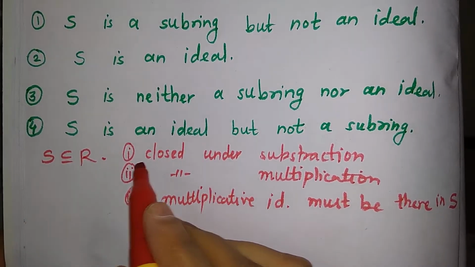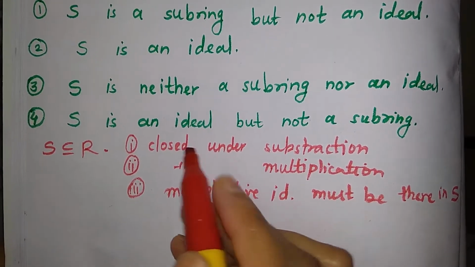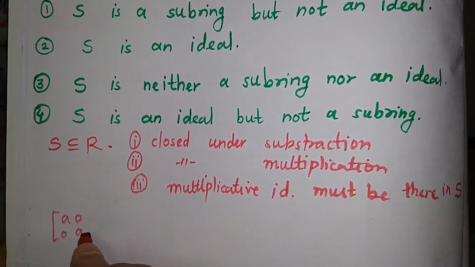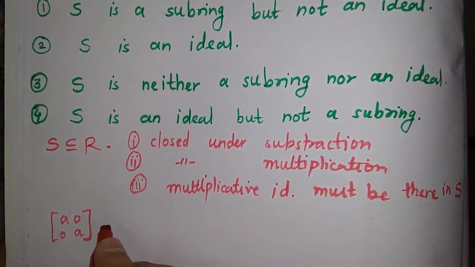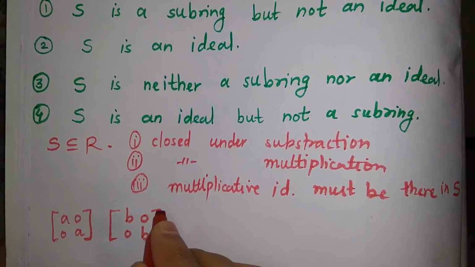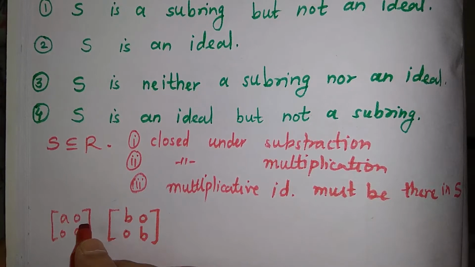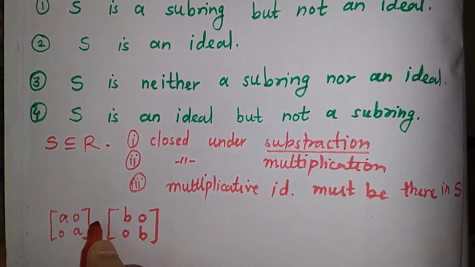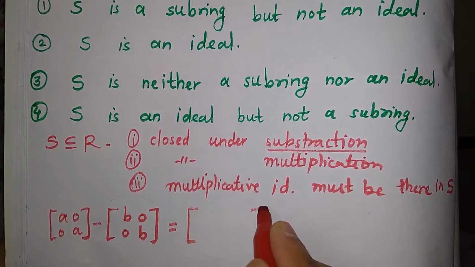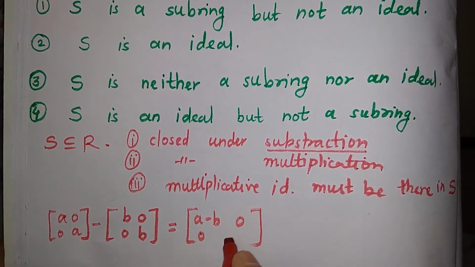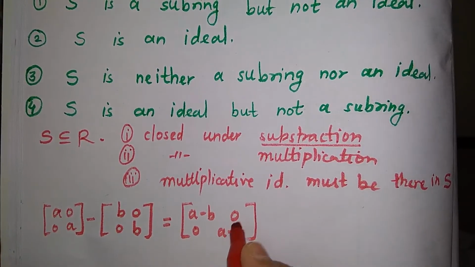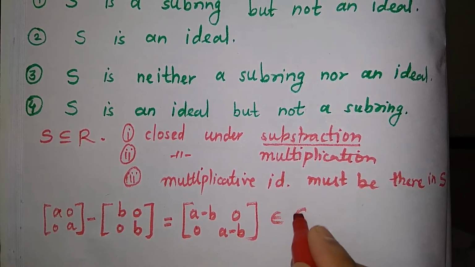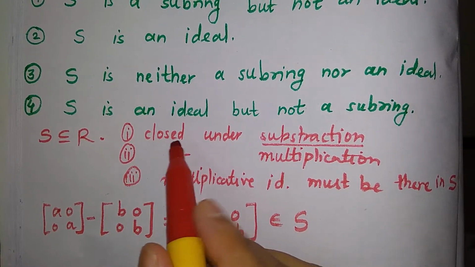So is it true that this S is closed under subtraction? If you take any two elements from S, namely take [A 0; 0 A], where this A is in Z, and take [B 0; 0 B], this is also an element of S, where this A and B are integers. So closed under subtraction means what? You just subtract one from the other, and the resultant is just [A minus B 0; 0 A minus B]. Right, now A is an integer, B is an integer, so A minus B is also an integer, and hence this subtraction is in S. Right, so S is closed under subtraction.